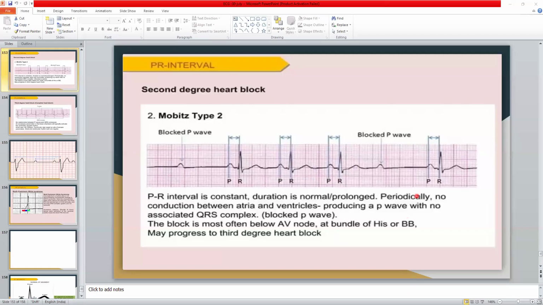Any questions? Ma'am, yeah, tell me. Will the PR interval be prolonged only, in all degrees of heart block?